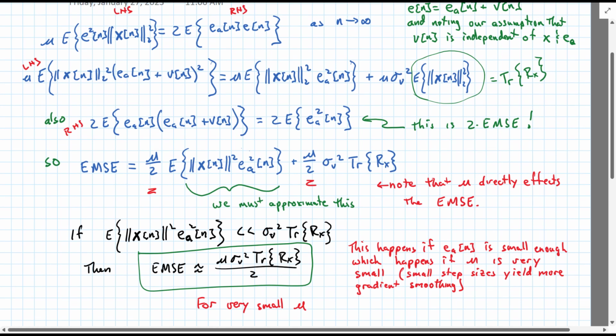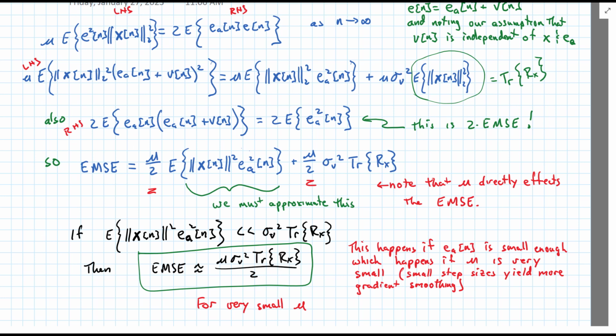So now looking at the right side of this equation and doing the same type of thing, we assume, of course, that V and E are independent and that they have a correlation of 0. So that goes away, and all we're left with is 2 times the expected value of EA squared of n. Well, the expected value of EA squared is our excess mean squared error. This is wonderful because we are trying to solve for excess mean squared error, so all we have to do is figure out how to simplify the expression that we have here.